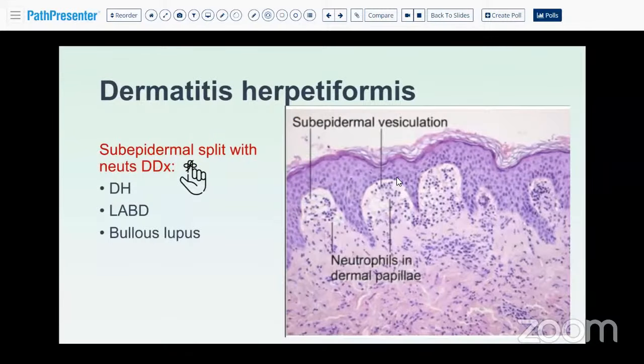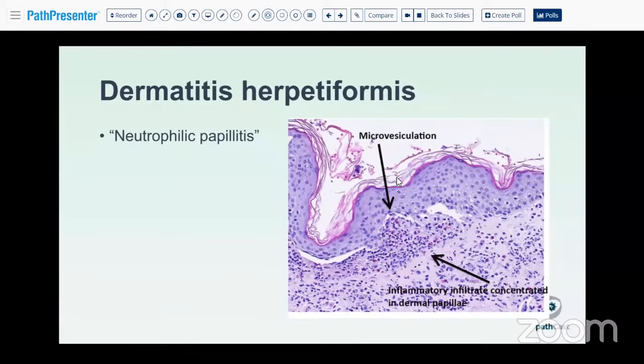Dermatitis herpetiformis was another answer choice. That falls under the differential of a subepidermal split with neutrophils. So when the split is subepidermal and we ask ourselves what type of inflammation we have, predominantly neutrophilic, we get to three that are neutrophilic subepidermal, which are dermatitis herpetiformis, linear IgA bullous dermatosis, and bullous lupus.